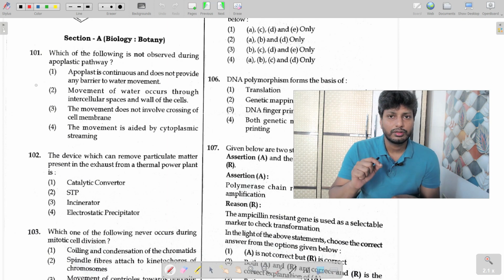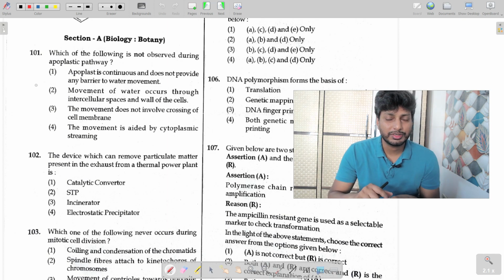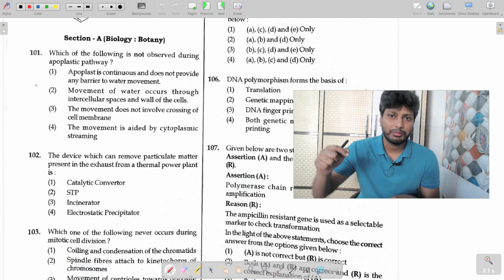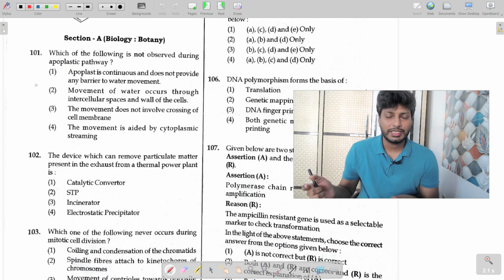Fourth option, the movement is aided by cytoplasmic streaming. Now, dear students, here they are saying that the movement is aided by cytoplasmic streaming. Where is cytoplasm present? Cytoplasm is present inside the cell. So, is apoplast pathway occurring from inside the cell? Not at all. Just now we said that the water is going from the cell walls. So option number 4 is absolutely wrong. It is not observed in apoplast pathway.